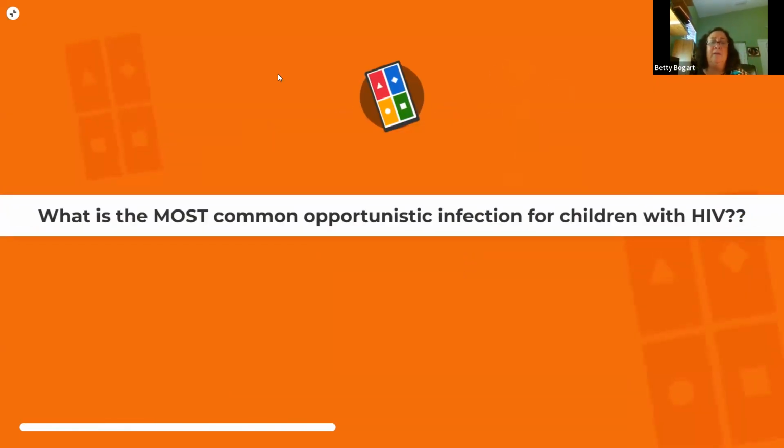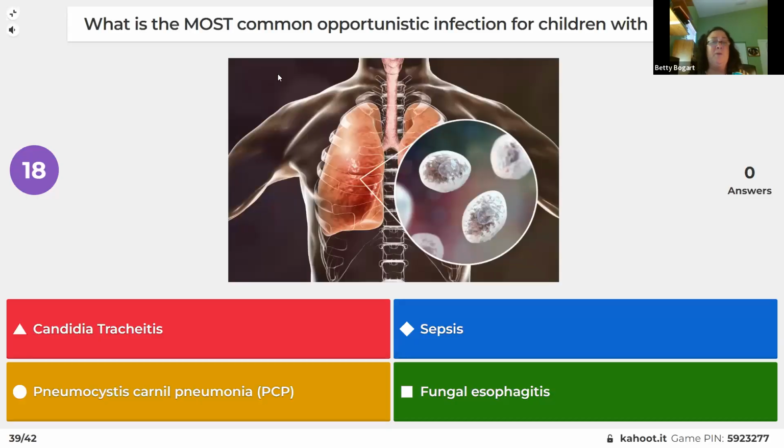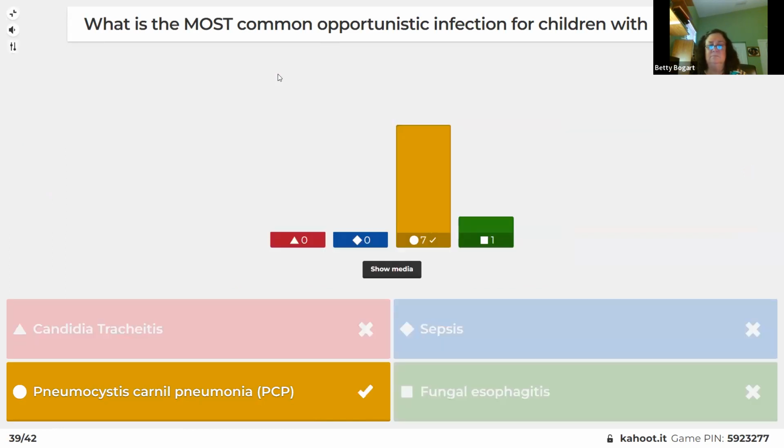The most common opportunistic infection for children with HIV, which one's most common? And that's your PCP pneumonia, okay? And it's not a fungus, it would be that Candida tracheitis, but PCP pneumonia is most common.